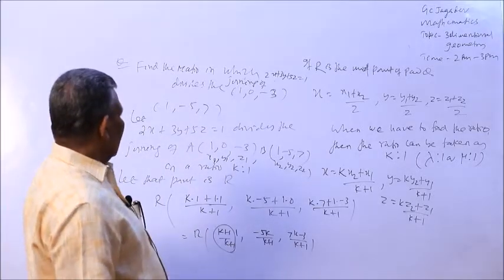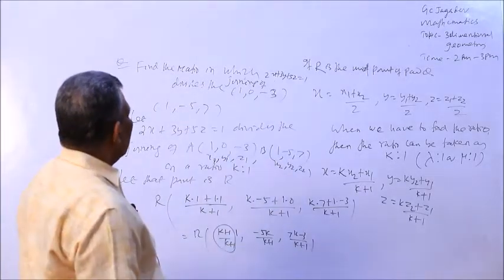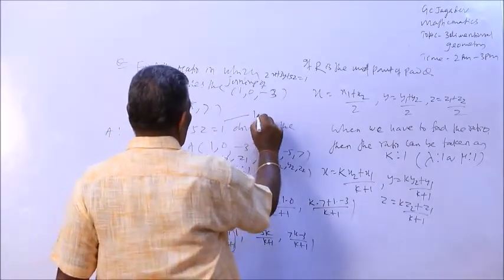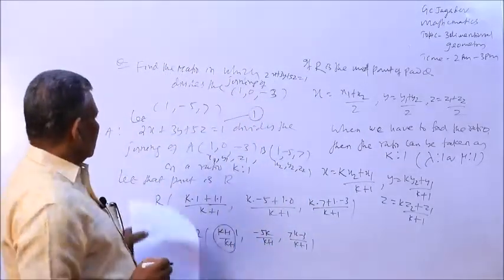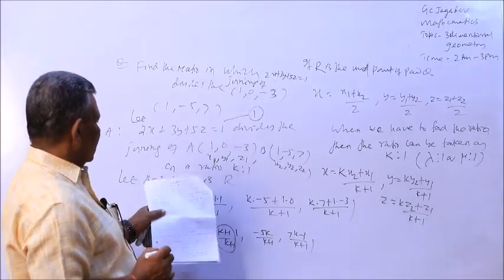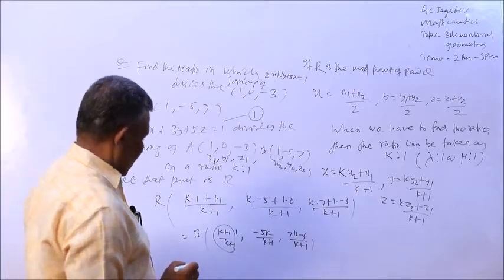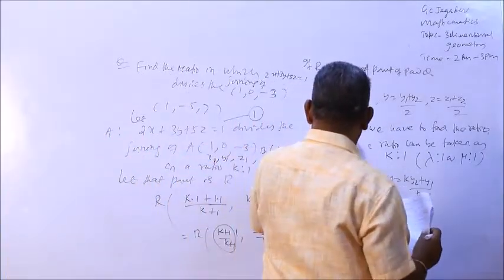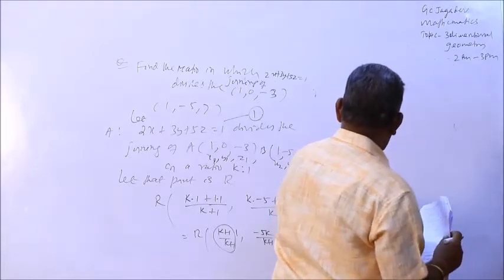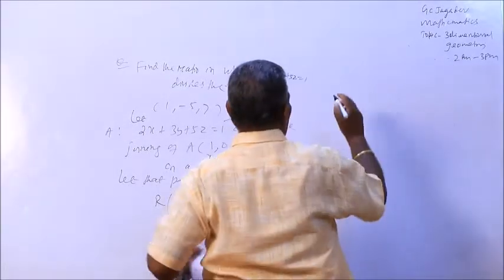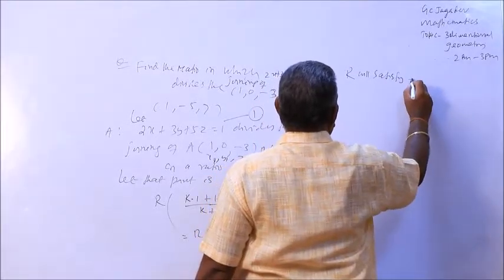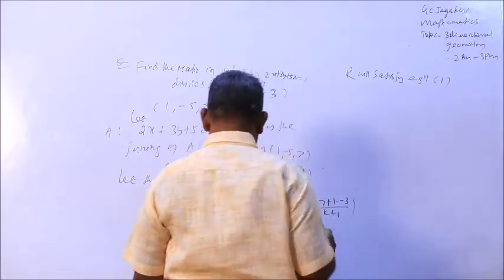So this point R lies on the plane 2x plus 3y plus 5z equal to 1. Let it be equation 1. Suppose this plane 2x plus 3y plus 5z equal to 1 divides the line joining A and B in the ratio k is to 1. So here R will satisfy equation 1.